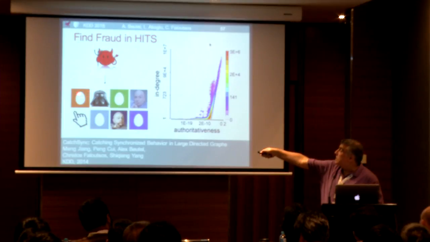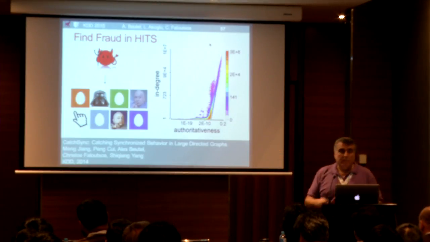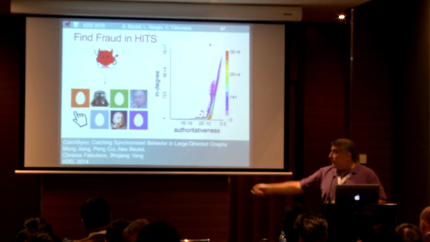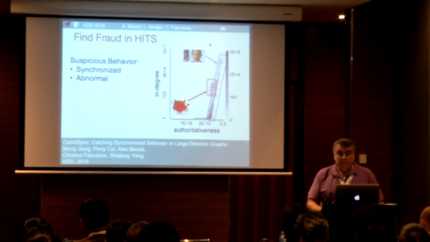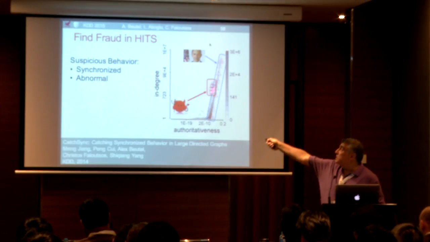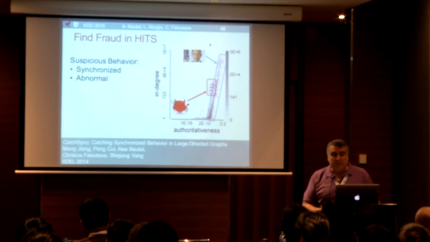The orange egg is somewhere here, the Death Star, the Darth Vader is somewhere here. If all the followees are away from the J shape, that's suspicious. And actually the idea behind the CatchSync algorithm is that a group of followees is suspicious if they are abnormal, which means far away from the J shape, far away from the typical mass behavior.